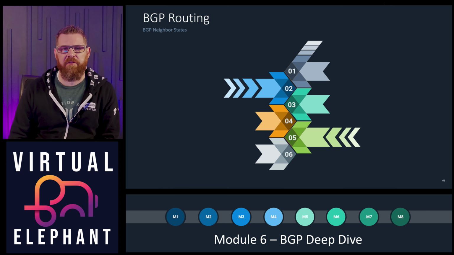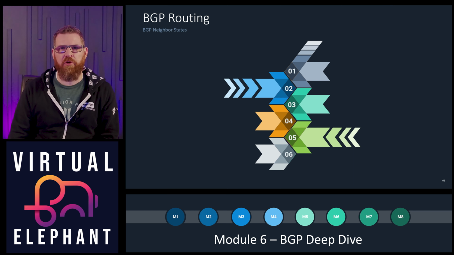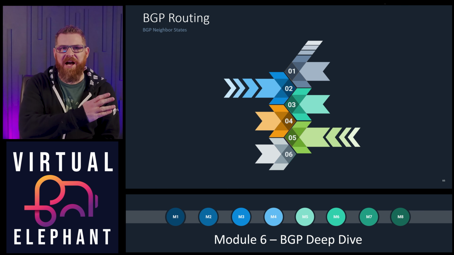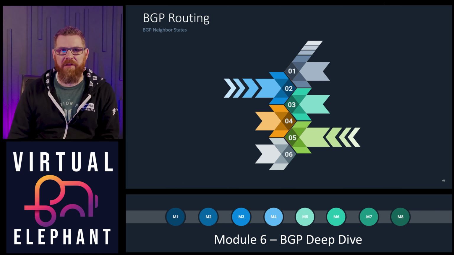Now let's spend a few minutes talking about the different BGP neighbor states. So again, BGP neighbors are BGP routers that form relationships to exchange routing information between one another. These relationships go through a series of states from idle all the way to established in order to establish and maintain a functional BGP session. Now, the established state is the desired state where routing updates are exchanged, helping routers make routing decisions based on policies and path attributes.